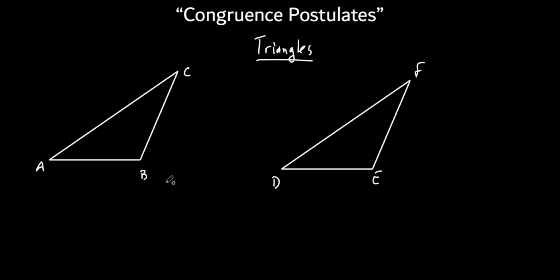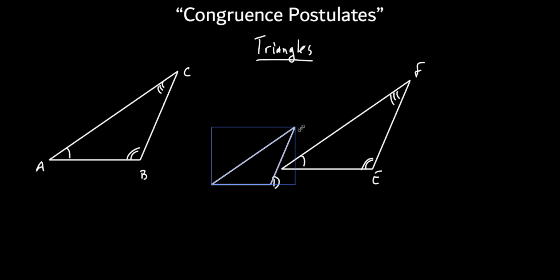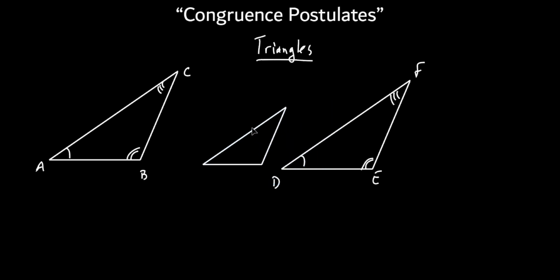So if I said, I'll tell you what, I'm just going to mark them with arcs and tick marks, okay? So if I said that those two angles were equal to each other, and these two right here were equal, and these two right here were equal, is that enough right there to say those triangles are congruent? Is it? Yeah. Well, don't you need to know the sides? Huh. Do you? Watch this.